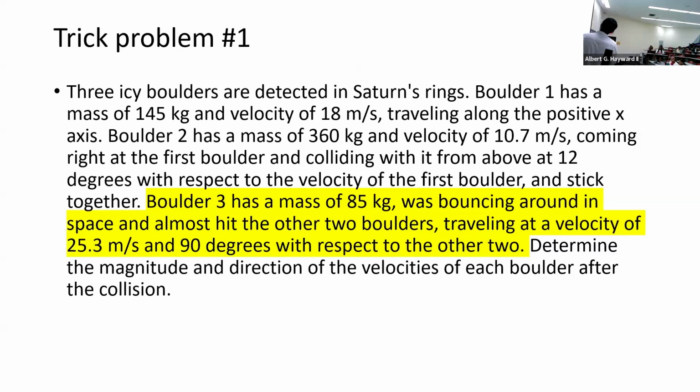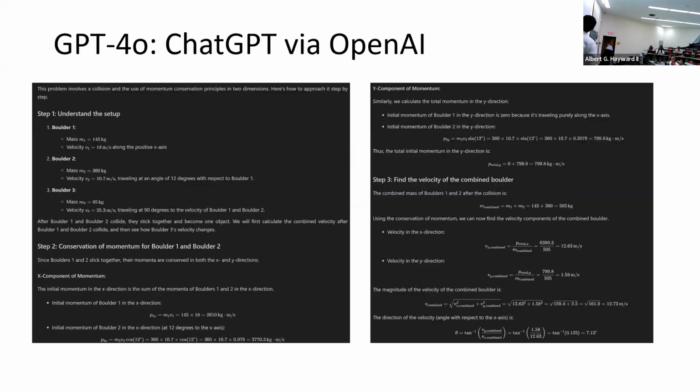I added a third icy boulder, which has a mass of 85 kilograms, bouncing around in space and almost hits the other 2 boulders. The trick here is that it almost hit the other 2 boulders, traveling at a velocity of 90 degrees. Because I said it almost hits, it shouldn't matter. All right, that's the bait. I gave it to OpenAI.